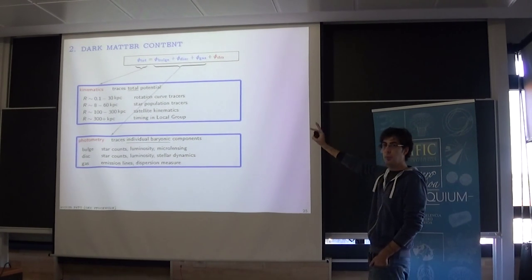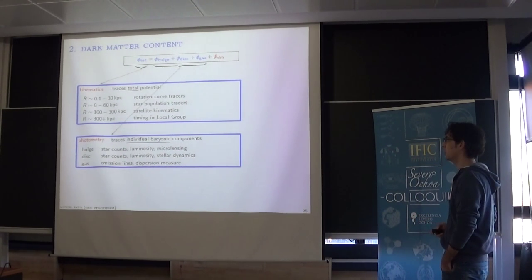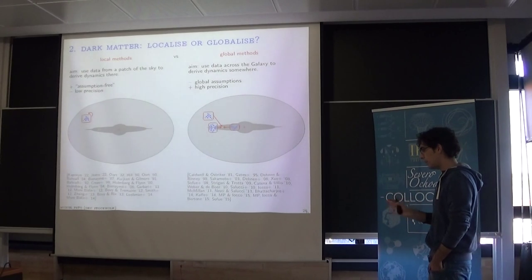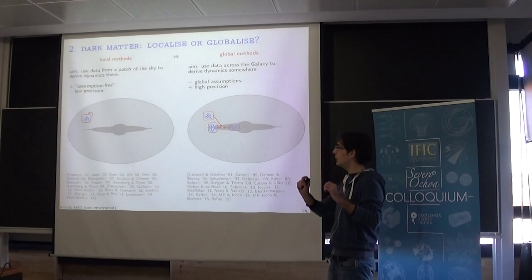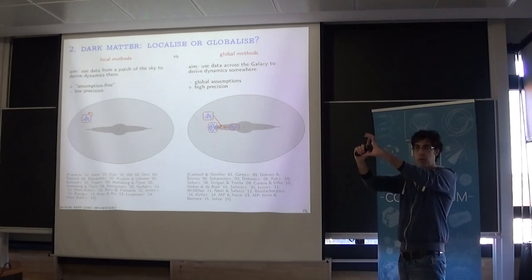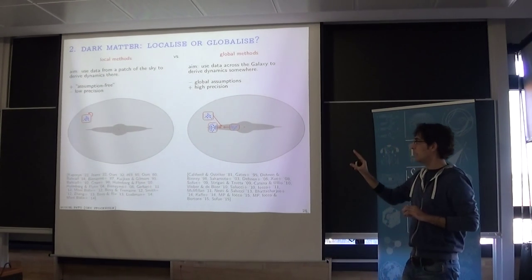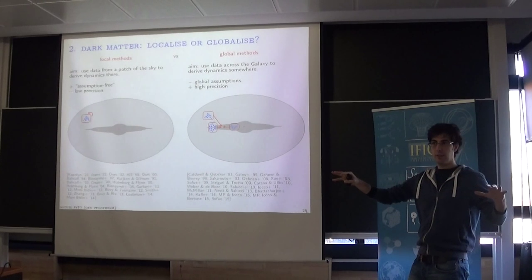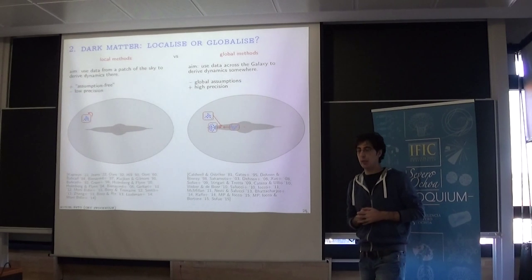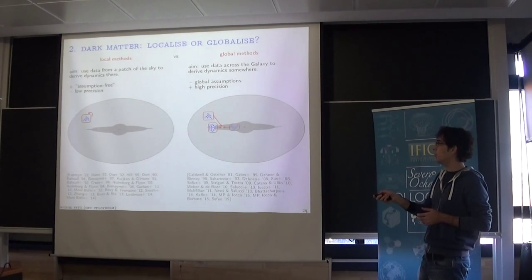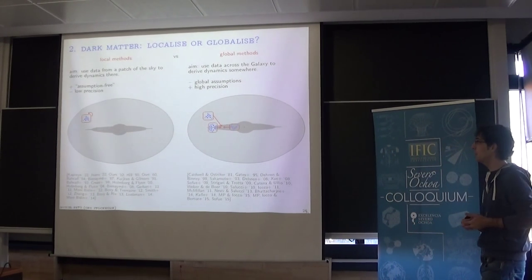Now the key question is, how can we combine the two to infer or constrain the dark matter distribution? And for this, there are basically two types of methods. We have, first of all, local methods, where you use the data from a given patch of the sky to derive the dynamics therein. And I'll go into details in a second. This is assumption-free in the sense that you don't have to model the galaxy as a whole, but with the data that we have today, it usually leads to low precision results. They are robust, but at present they are mainly low precision results.